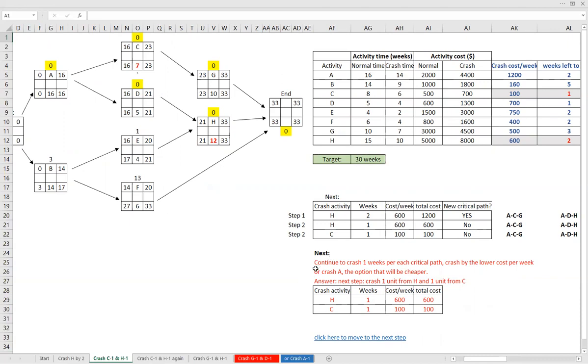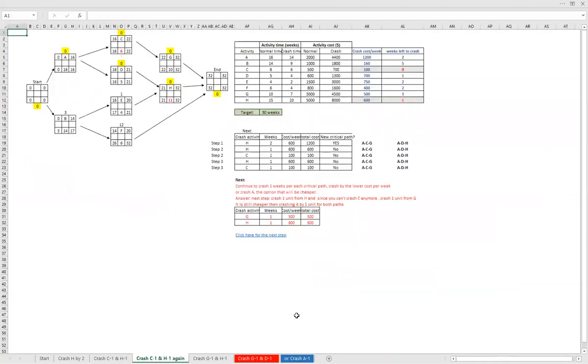So what we, again, do is the same test. Which activity should we crash on each critical path that has the lowest crash cost per week? We crash unit by unit, and compare it to A, to 1200, to see if we should go with A only. But we still see that it's better to go and crash H and C. So we're crashing each one of them by 1 unit. Let's click to see the next step.